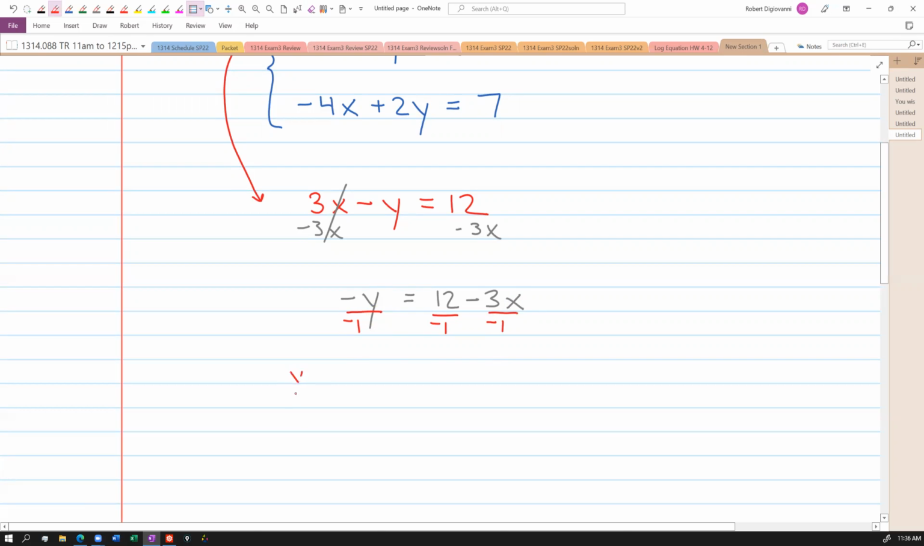So on the left side, you have y. On the right side, you'll have negative 12 and you'll have plus 3x. Okay, so everything that used to be negative is positive, and everything that used to be positive is negative.